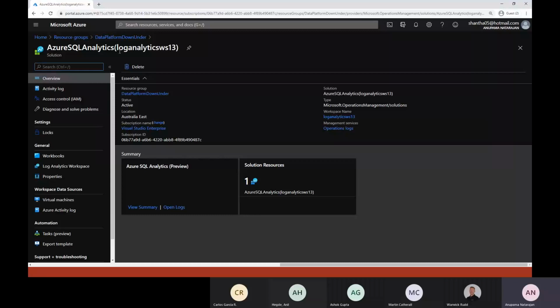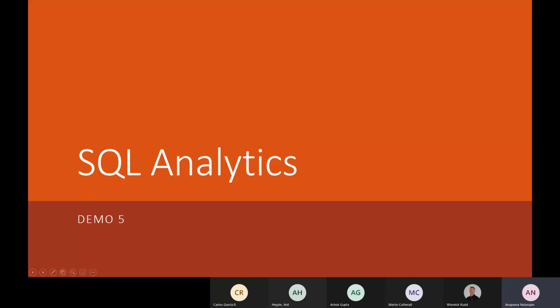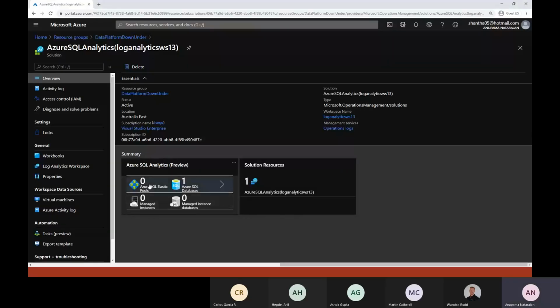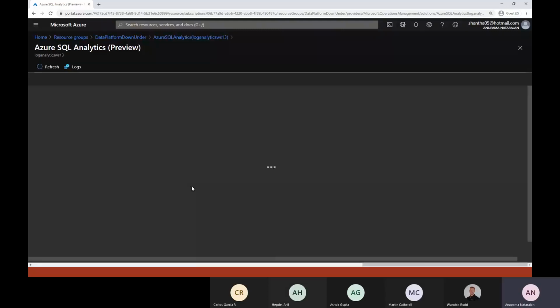Once I provision this via the marketplace, I can start looking at the capability of SQL Analytics to pull through all the SQL databases that are available in my subscriptions. This is really good because you can hit on view summary and quickly get a better view of what's happening in your SQL environment. I don't have any Elastic pools. If I have Elastic pools, they will be listed here. It has scanned through and figured out that I have a single Azure SQL database. I don't have any managed instances or managed instance databases here. But the idea is, if you have Elastic pools, managed instances, managed instance databases, or a number of Azure SQL databases, everything will be listed here. You click on that. There you go.